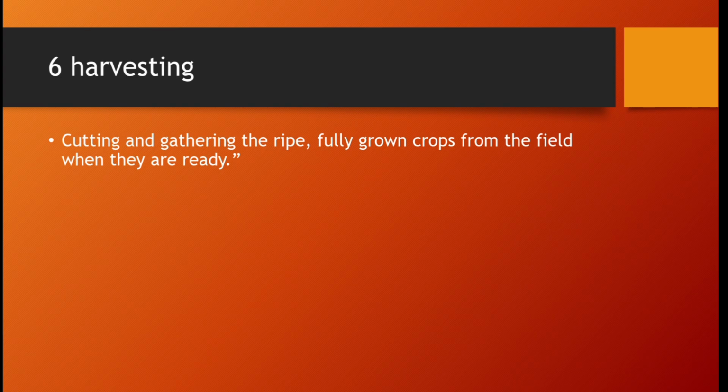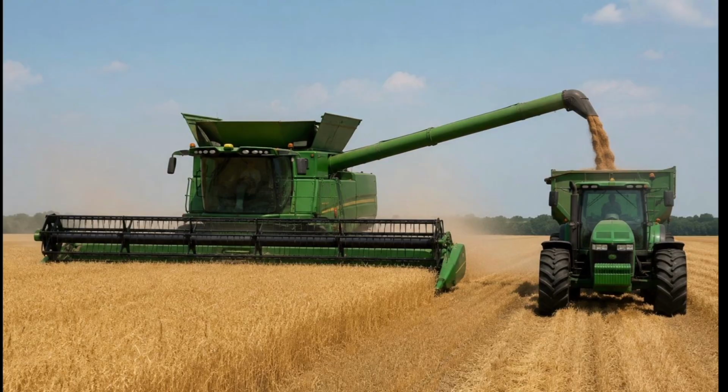Harvesting is the sixth step. Harvesting is cutting and gathering of the crop plants or food when it is 100% or fully developed, or in the terms of science, when they are completely ripened. Here you can see the actual process of harvesting of wheat.